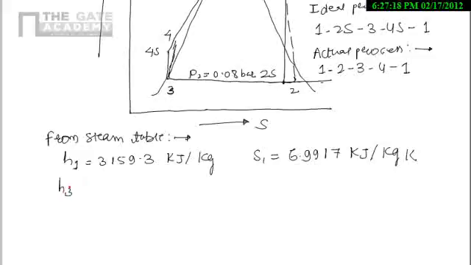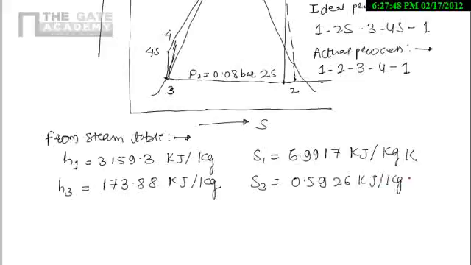Similarly, H3 is nothing but the saturated water at 0.08 bar. So we are having the saturated water enthalpy 173.88 kilojoule per kg, and at S3 the entropy is 0.5926 kilojoule per kg Kelvin. So these values I am taking from the steam table, but in GATE they will provide either the direct value or they will give the table.